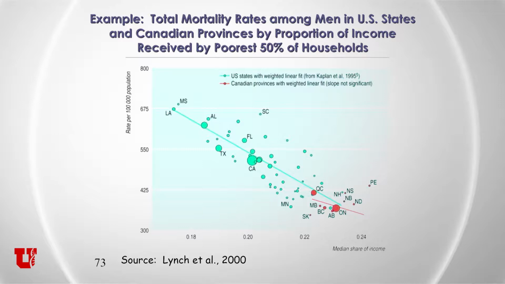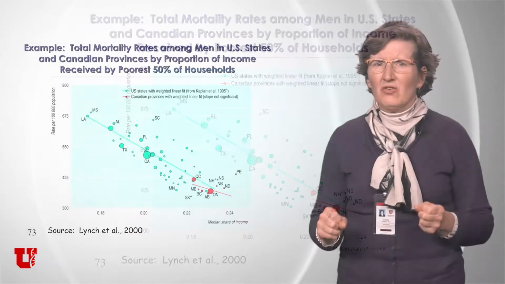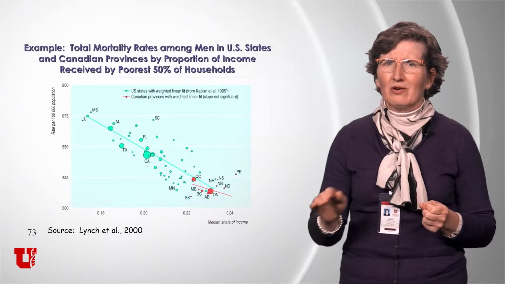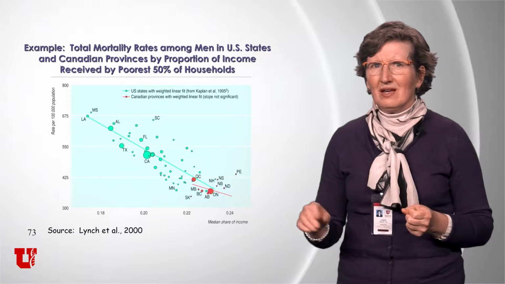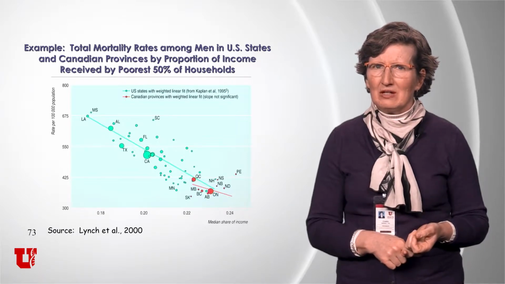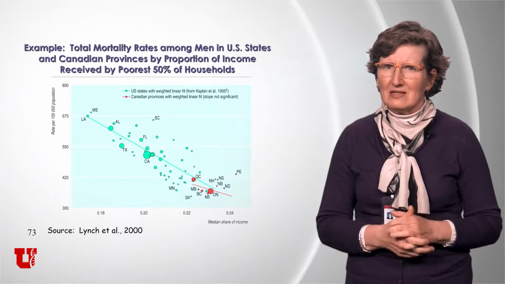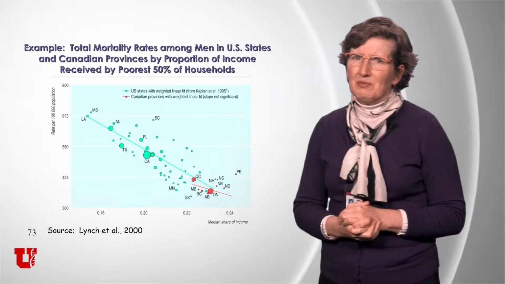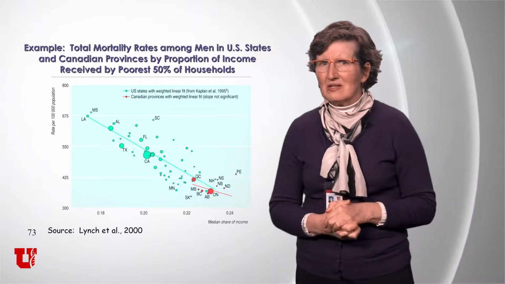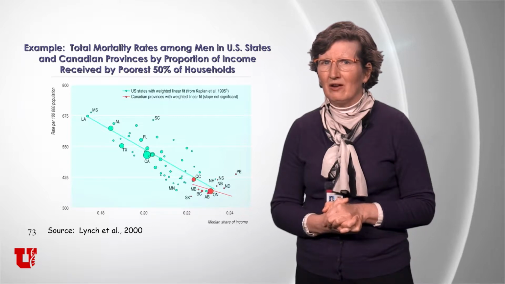And then on the horizontal axis, we have the median share of income received by the poorest 50% of households. Or in other words, in each of those states or provinces, how severely is a portion of the population impacted by poverty. So in this case, they are drawing a correlation between poverty and age-standardized mortality rate in these states and provinces. So perhaps on the face of it, compelling, because there's a pretty neatly fit line there.